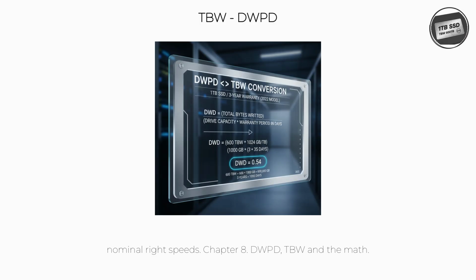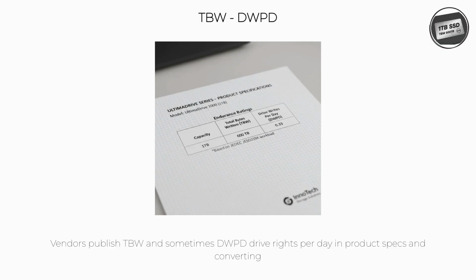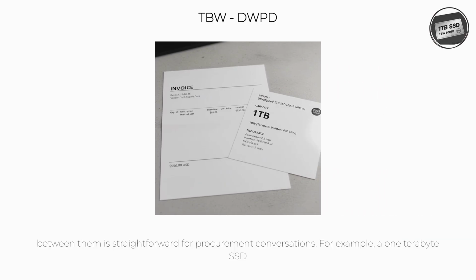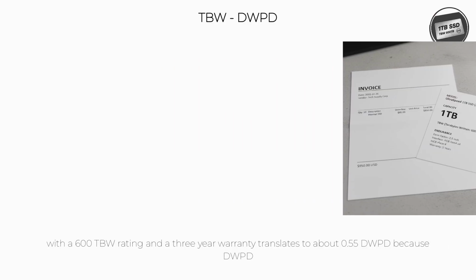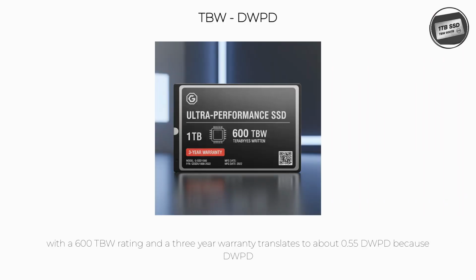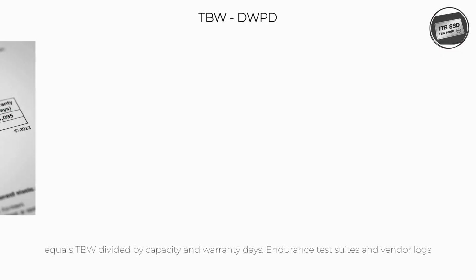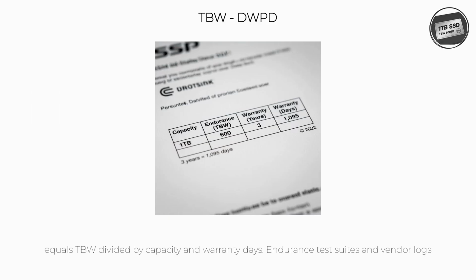Chapter 8. DWPD, TBW, and the math. Vendors publish TBW and sometimes DWPD, drive writes per day, in product specs, and converting between them is straightforward for procurement conversations. For example, a 1 TB SSD with a 600 TBW rating and a 3-year warranty translates to about 0.55 DWPD, because DWPD equals TBW divided by capacity and warranty days.